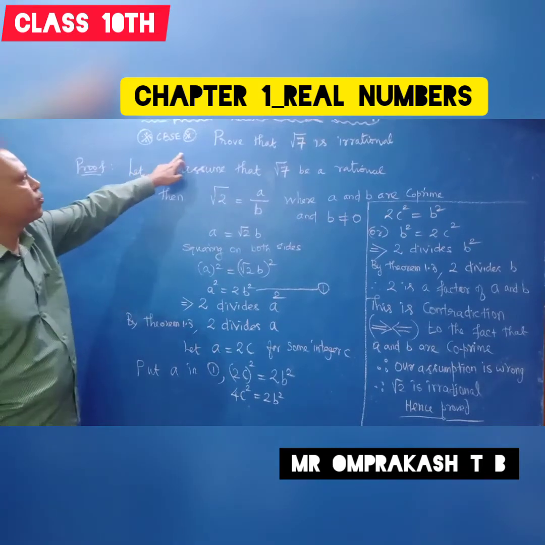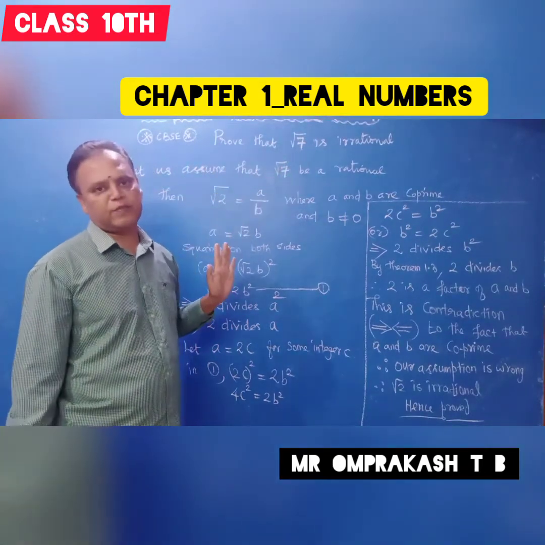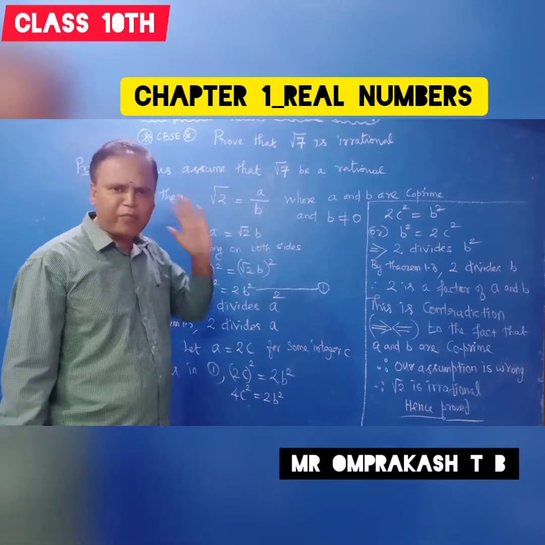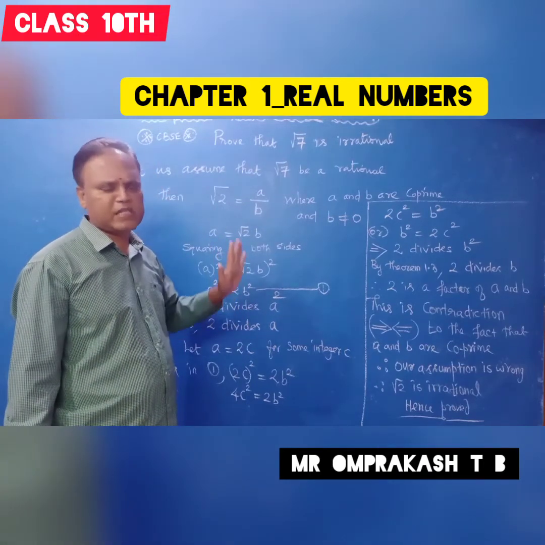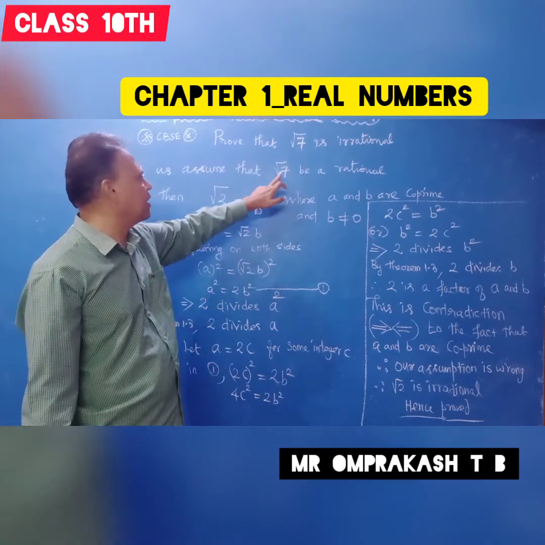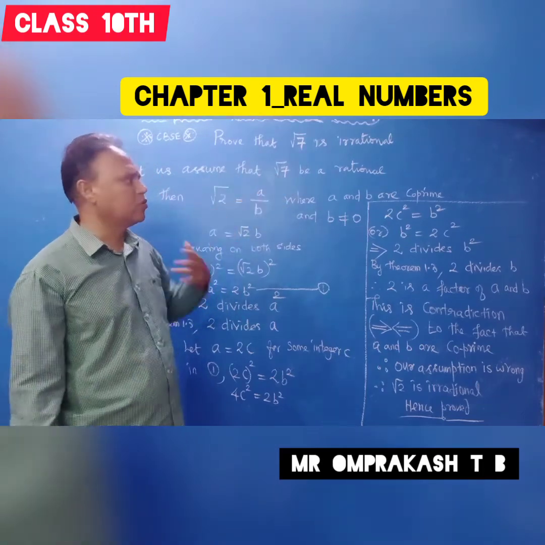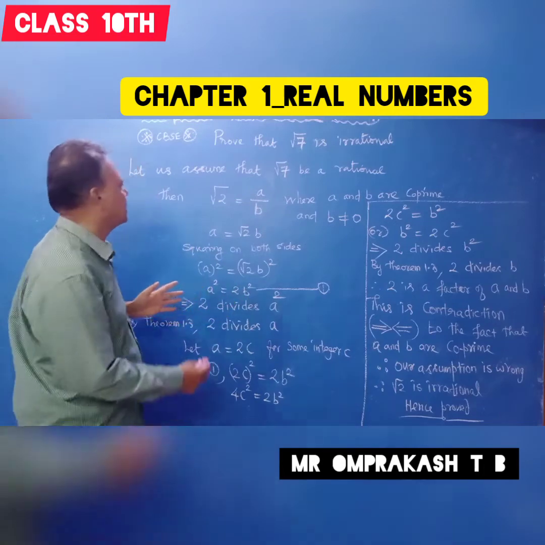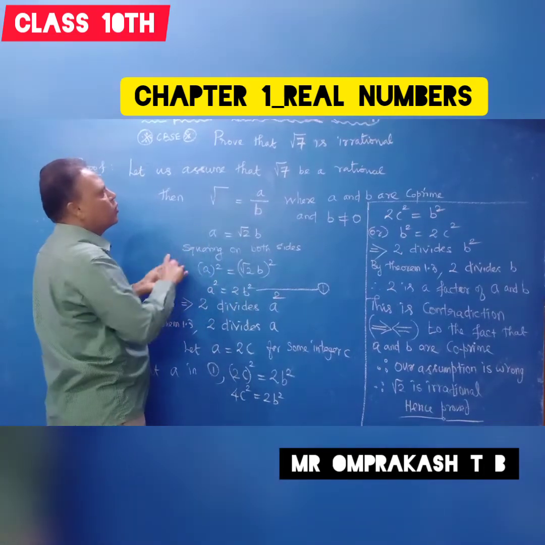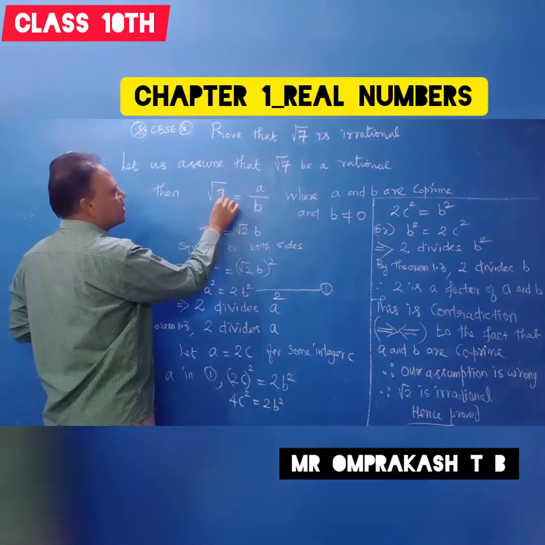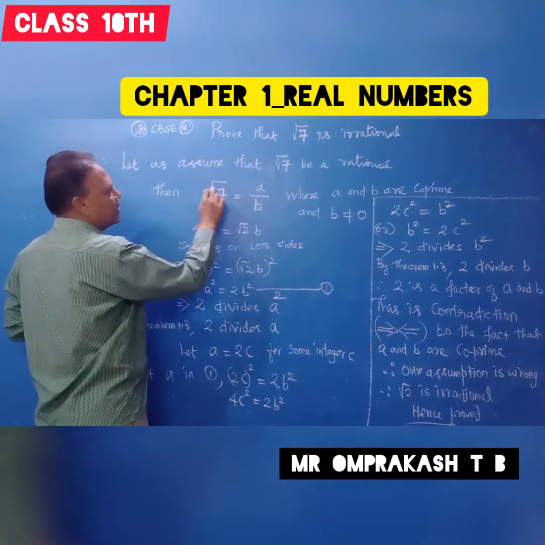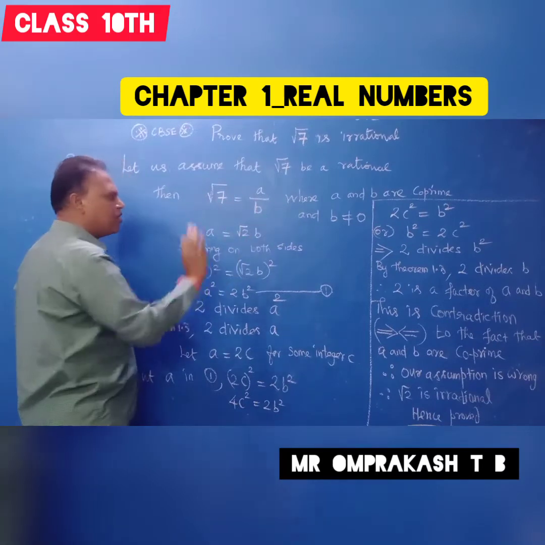So next we will see: prove that root 7 is irrational. Same as how we did root 2 is irrational previously, the same way. Wherever root 2 is there, you have to put root 7. So first let us assume that root 7 is rational, meaning root 7 equals a over b in standard form, where a and b are co-prime, b not equal to 0.